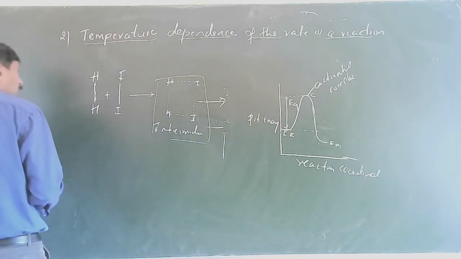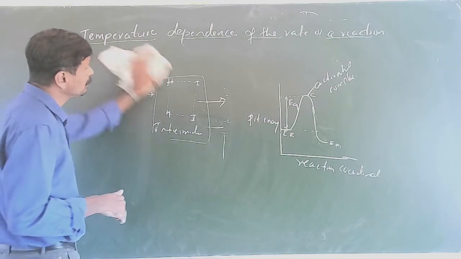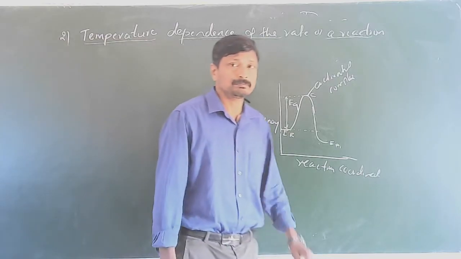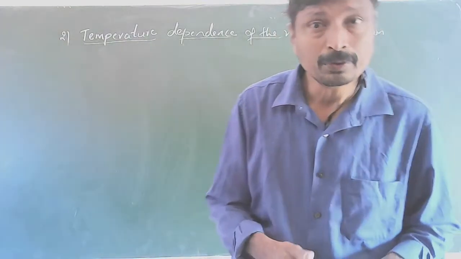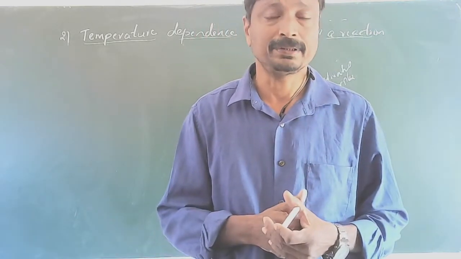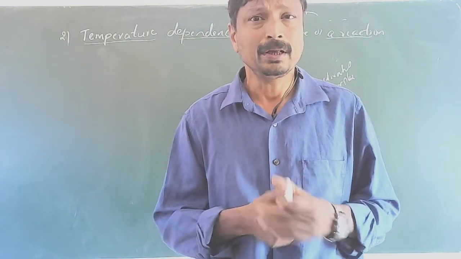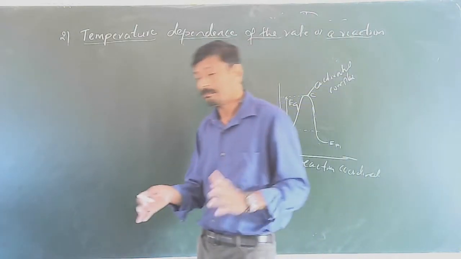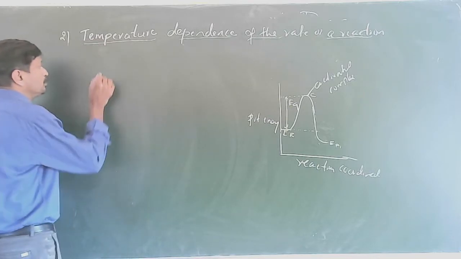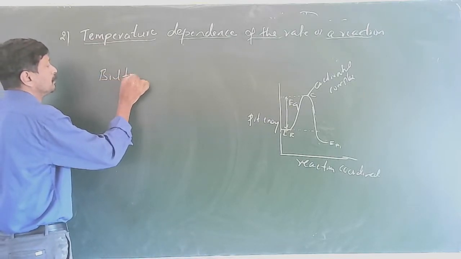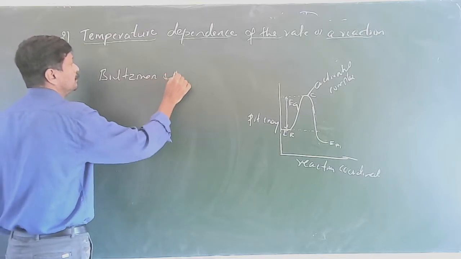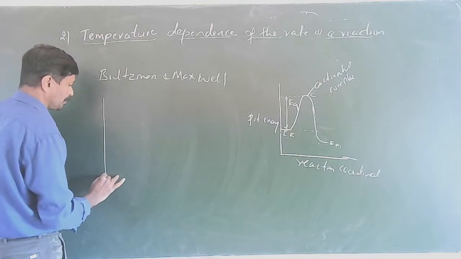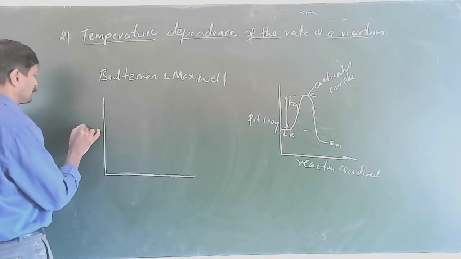Next, all the reacting molecules do not have the same kinetic energy. They have different kinetic energy. The distribution of energy in the molecules can be explained by Boltzmann and Maxwell. See the energy distribution. This is a fraction of molecules.